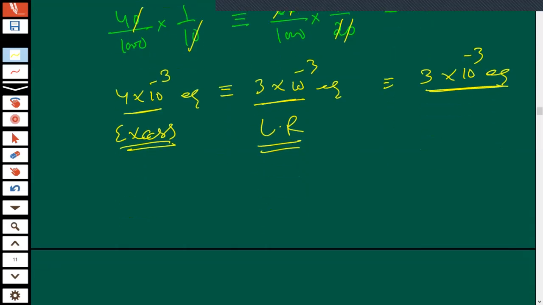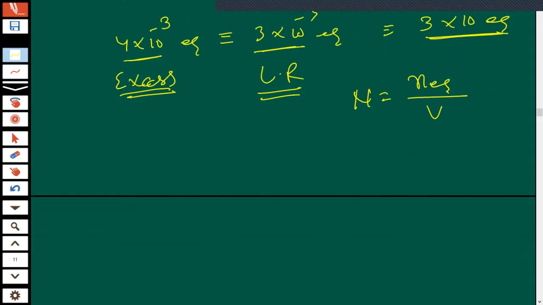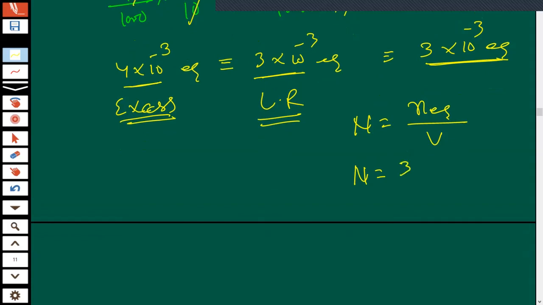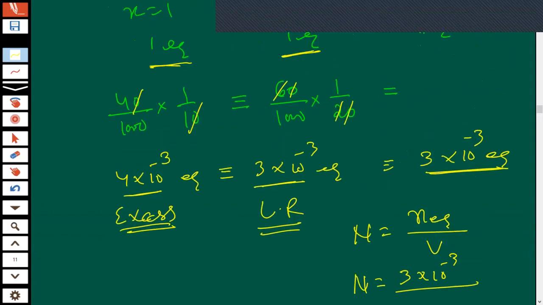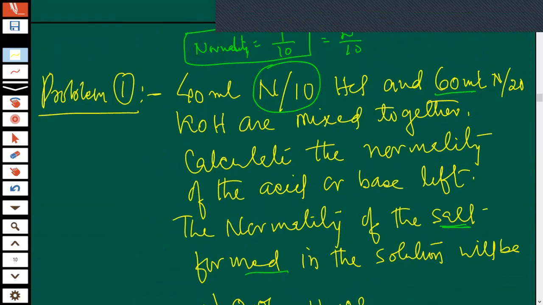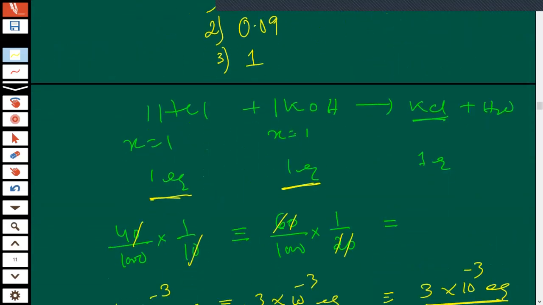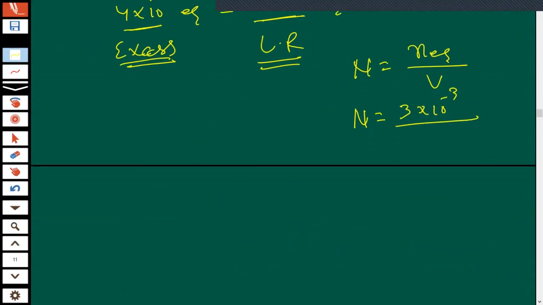Now you have to calculate the normality. Normality is equal to number of equivalents divided by volume. So tell me the equivalents: 3 into 10 to the power minus 3. What is the volume of the solution? 40 milliliter here, 60 milliliter here. Mixed means 100 milliliter.